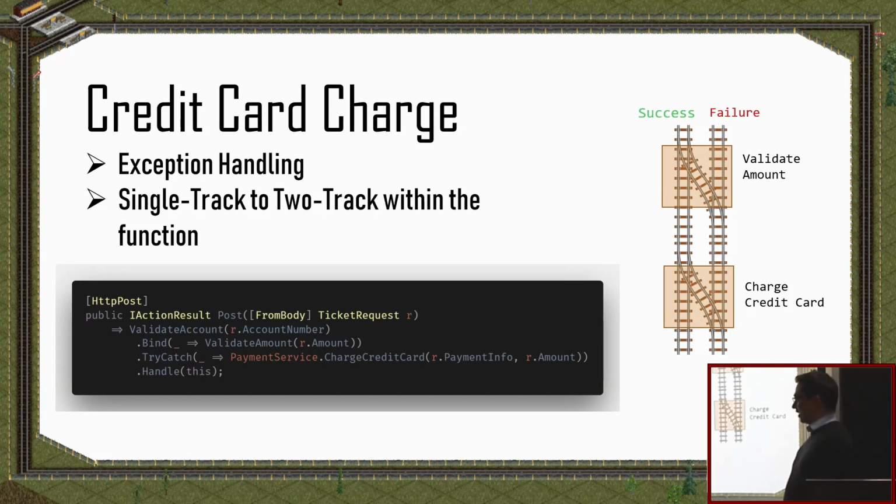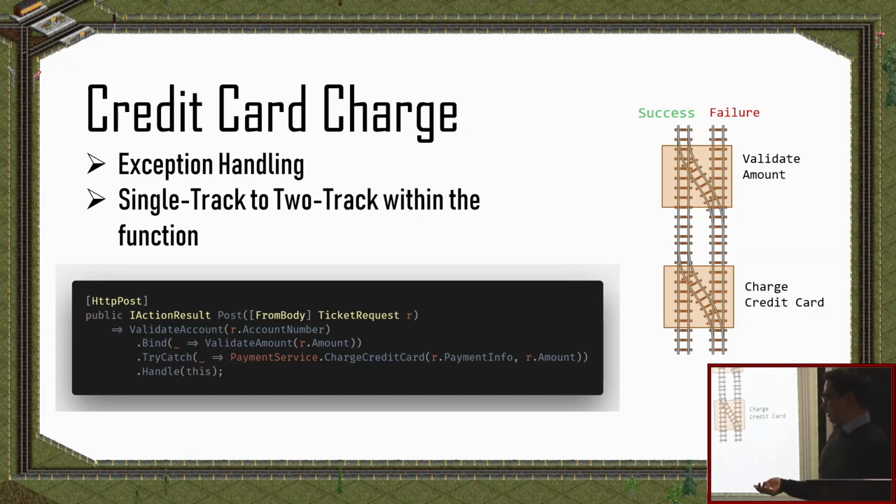So now we've got our credit card charge. This one was our dead end function, I think it was. Basically, this is one that threw the exception. In our previous example, we had an exception being thrown and we had to catch it. And if it caught the exception, then we're going to go down the fail track.